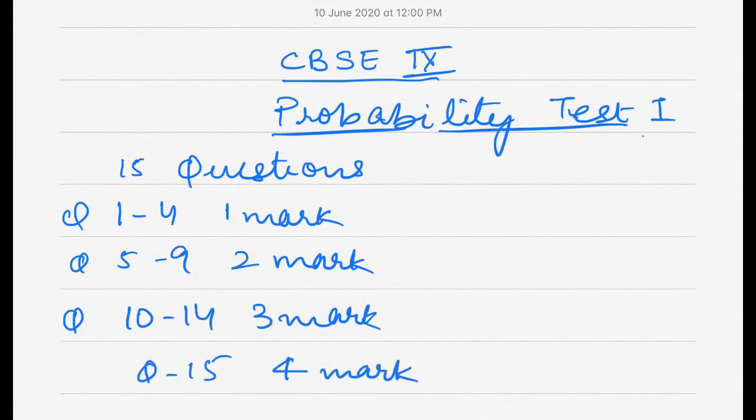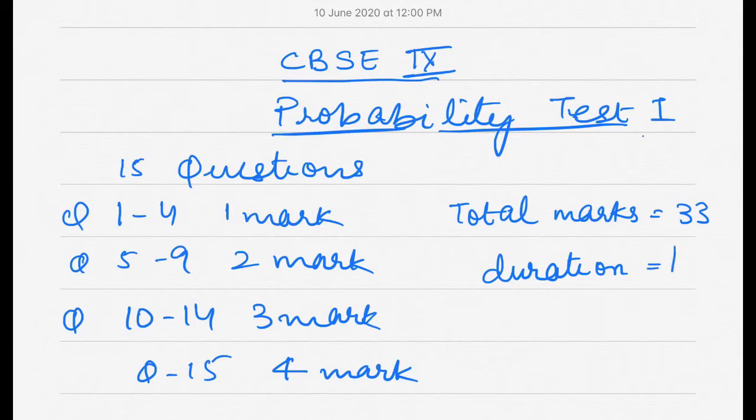Okay, so total marks are 33, and duration you can say we should be able to finish in 1 hour. So we'll start with our 1 mark questions. Let's go to question number 1 directly. That's a 1 mark question, so we can start.